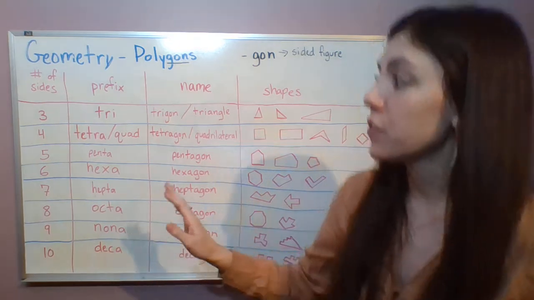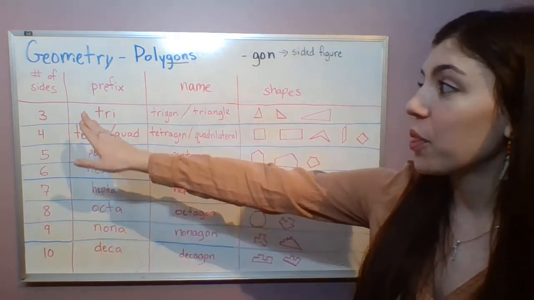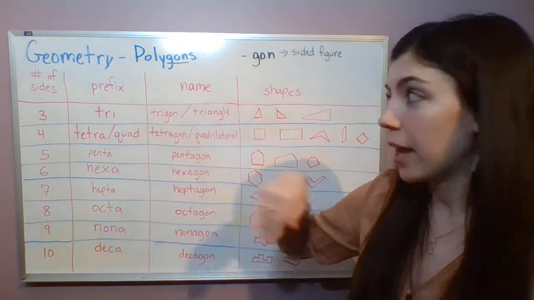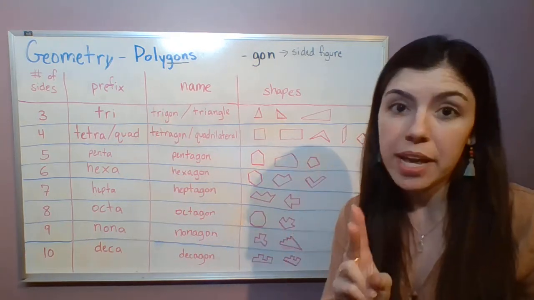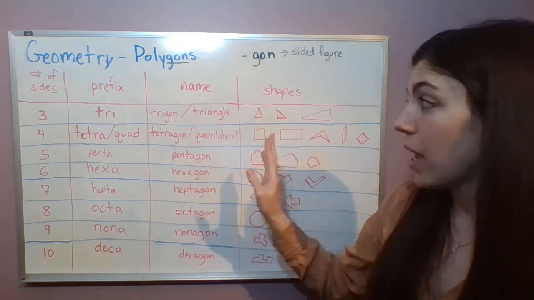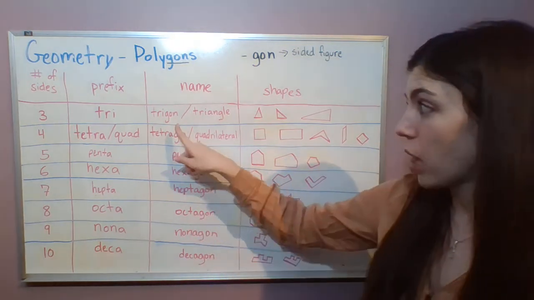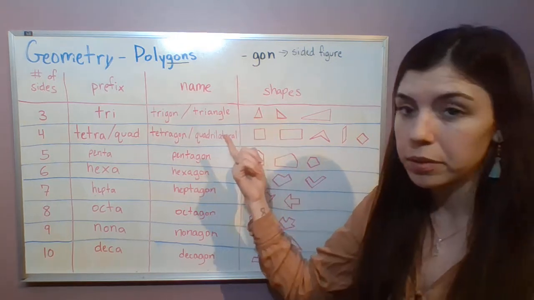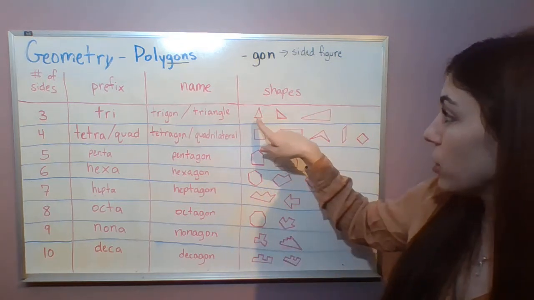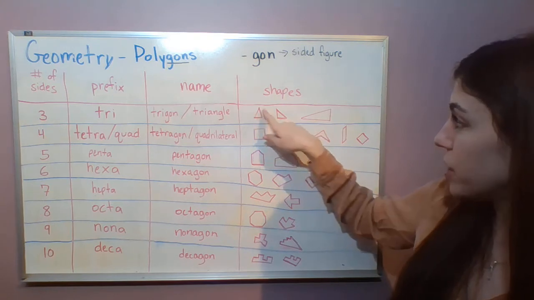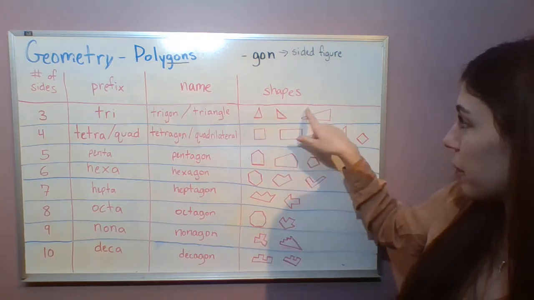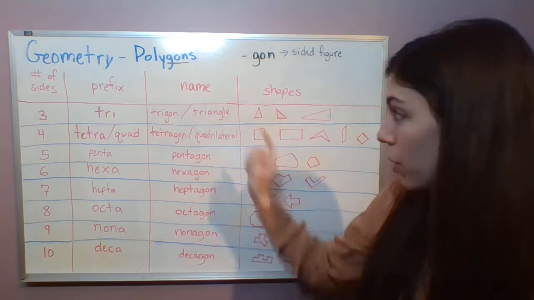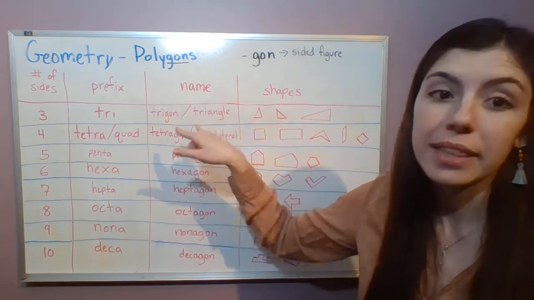So for this first one, we have our 3-sided polygon. So the prefix is tri. We actually have 2 names that this one can be called. So we have the less commonly known one, which is a trigon, and then we have the one that everybody knows, which is a triangle. So the shapes of what it looks like are this: 1, 2, 3. So they're all different forms of a triangle as we know it, or a trigon. They both mean the same thing.